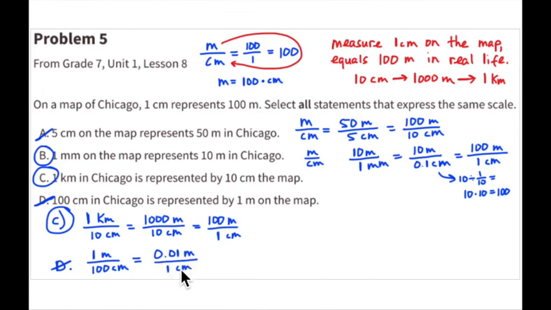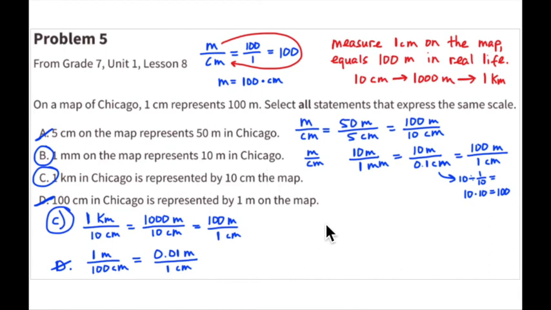You measure 1 centimeter on the map, and it's just a tiny amount that you go in real life. As a matter of fact, you only go 1 centimeter in real life, 1/100th of a meter. So this is a different scale than what's given to you. You have to get 100 meters in real life if you measure 1 centimeter.